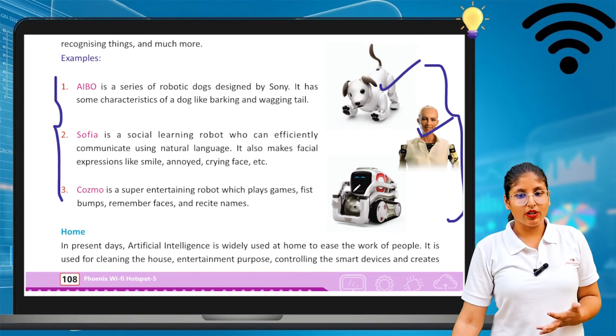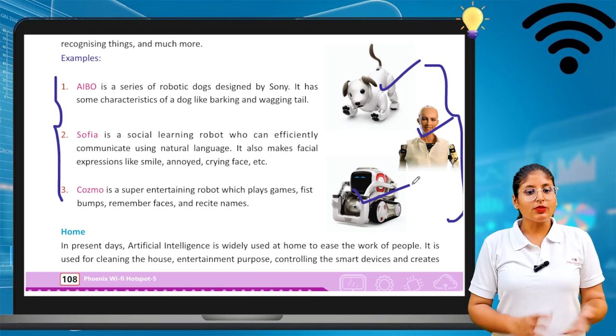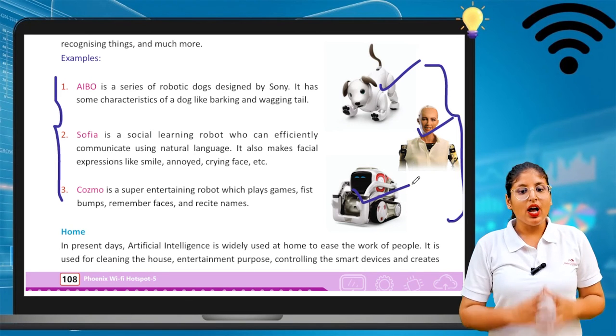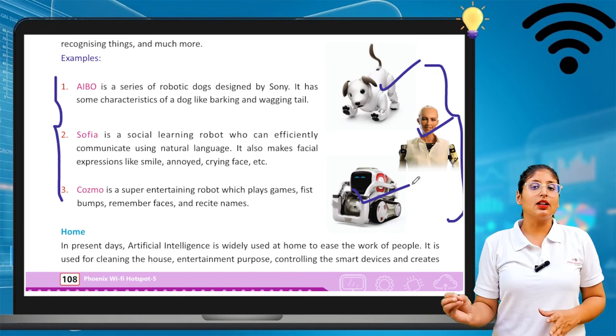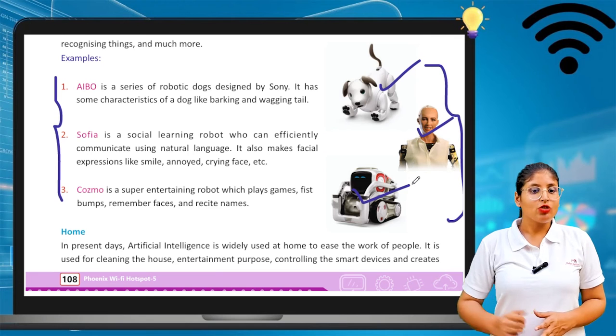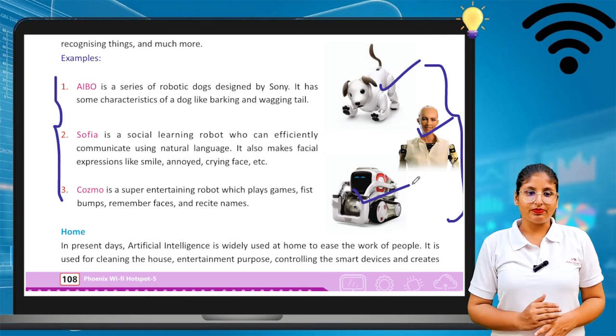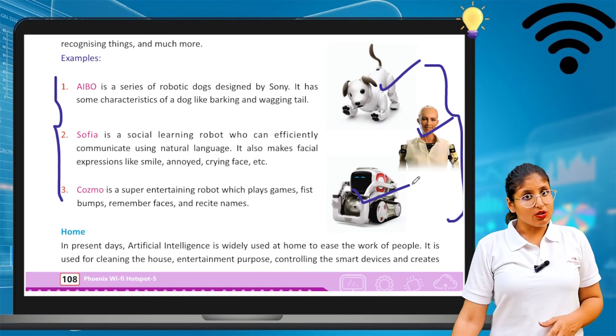Next is Cosmo. This is Cosmo, another robot. Cosmo is a super entertaining robot which plays games, fist bumps, remembers faces, and recites names. So this is a robot that plays games. So these are the three types of robots.